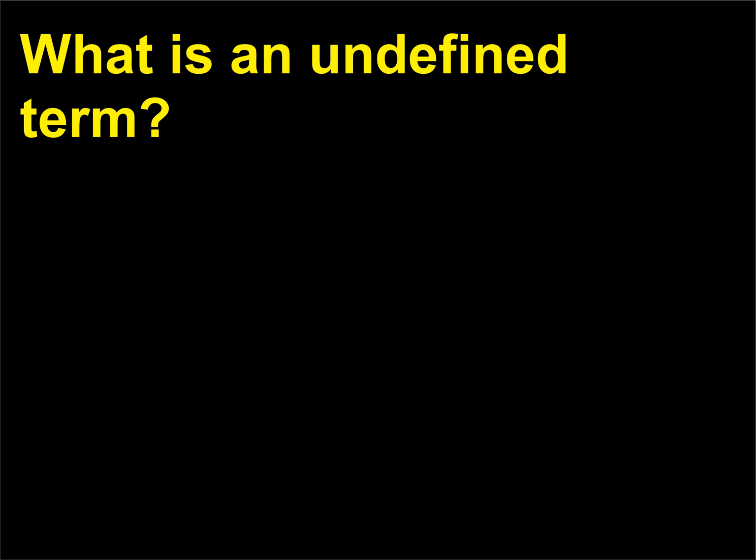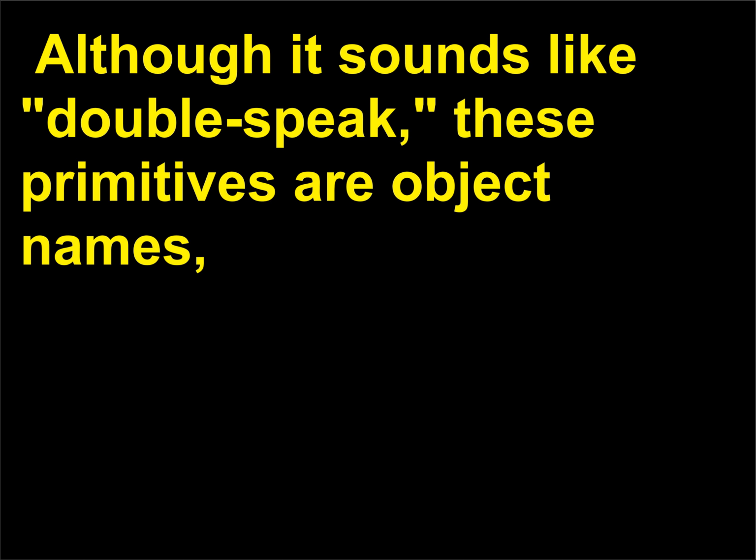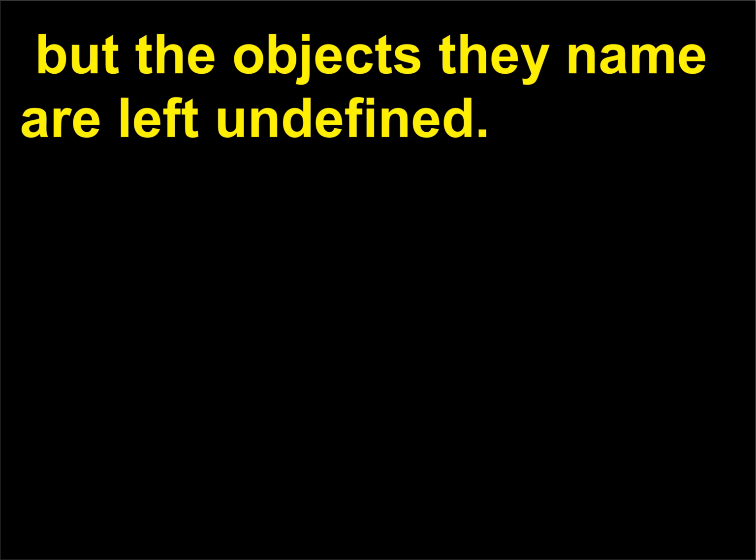What is an undefined term? In terms of axiomatic systems, undefined terms are also called primitives. Although it sounds like doublespeak, these primitives are object names. But the objects they name are left undefined.